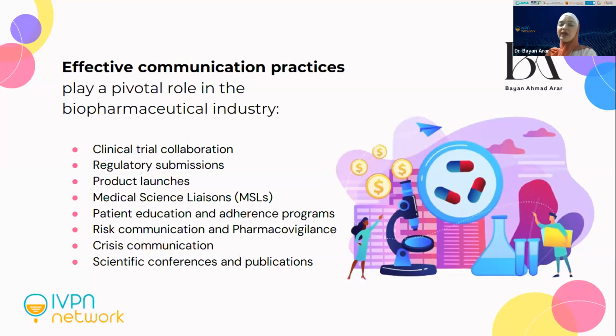Pharmacovigilance is a type of communication. When I have any side effect, I communicate effectively to report the side effect that I'm having. For example, crisis communication. During the COVID pandemic, we started to hear through social media about COVID, what the virus is, and how we can protect ourselves from it. Also, we have scientific conferences and publications, and IVPN is making many scientific conferences and publications available to many healthcare professionals and students as well.